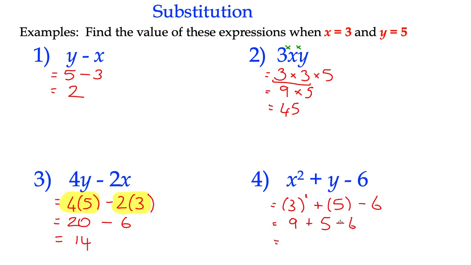And there's no order of operations. Adding and subtracting are the same level of importance. 9 add 5 is 14, subtract 6 is 8. Okay, so just a few things to remember here.